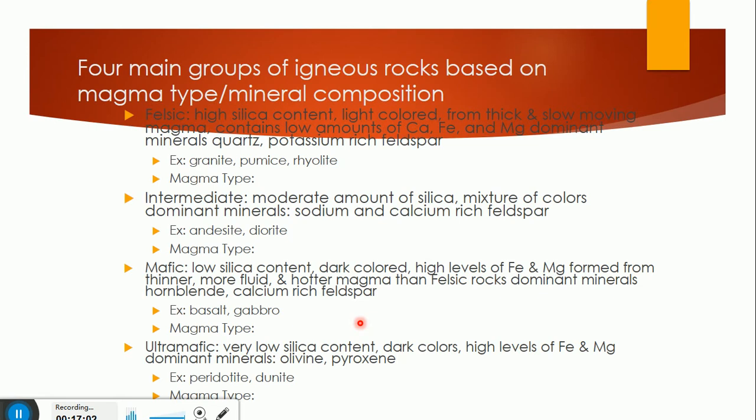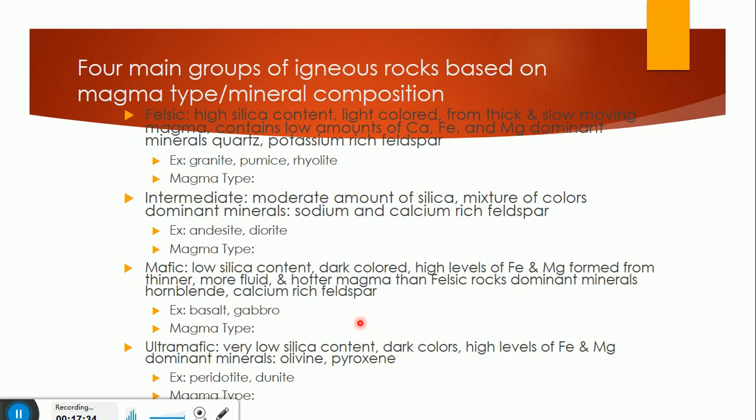Four main groups of the igneous rock based on the magma type, mineral composition. First is the felsic: high silica content, light color, from thick and slow moving magma, contains low amounts of calcium, Fe and magnesium. Dominant minerals: quartz, potassium rich feldspar. Examples: granite, pumice, rhyolite. Second is the intermediate: moderate amount of silica, mixture of colors, dominant minerals sodium and calcium rich feldspar. Examples: andesite and diorite.